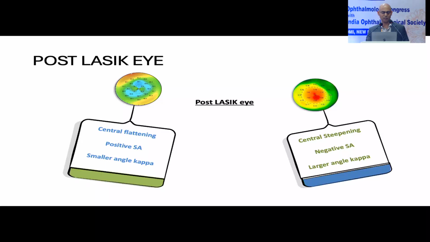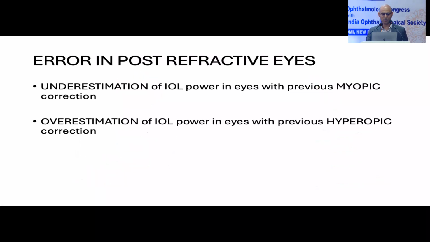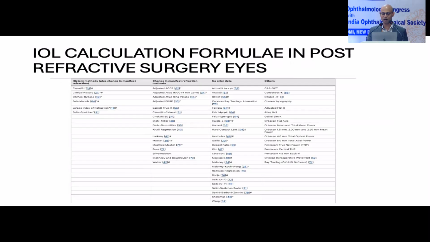So if you had a myopic ablation, then you cause a central flattening and a positive spherical aberration with a smaller angle kappa. And if it's hyperopic, it's a central steepening, negative spherical aberration, and a larger angle kappa. So all of these result in either underestimation of the IOL power in a previously myopic correction or overestimation of IOL power in a previously hyperopic correction. And this is essentially what we are trying to avoid.